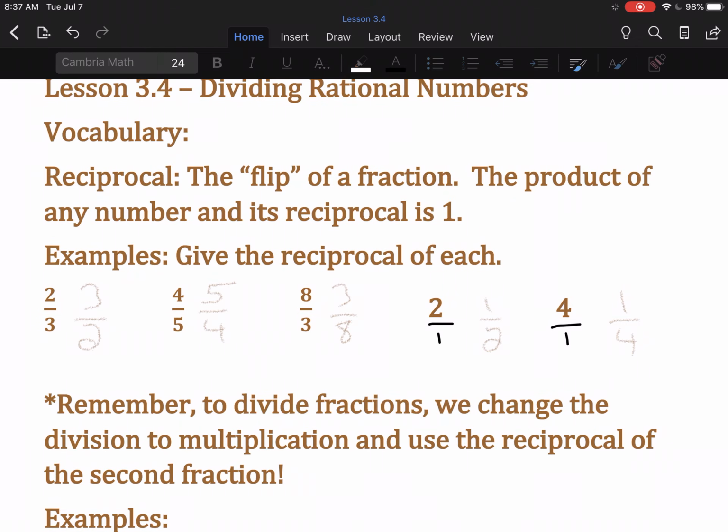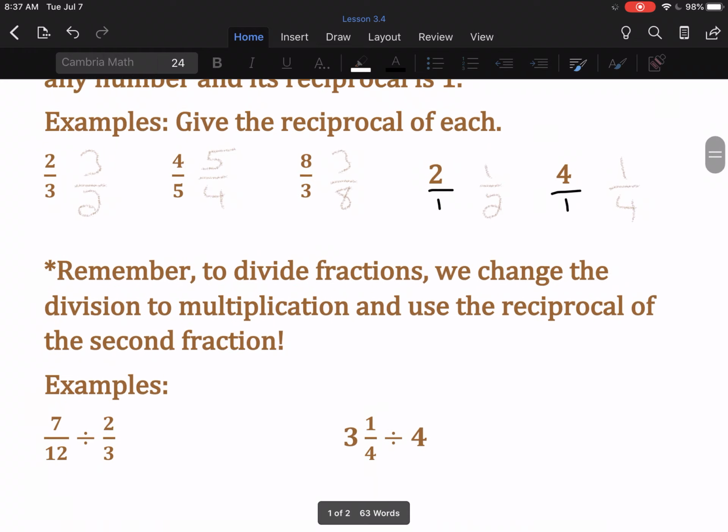Technically, in order, it would be keep, change, flip, but then it's not KFC. And I want some Kentucky Fried Chicken. So we're going to talk about KFC.